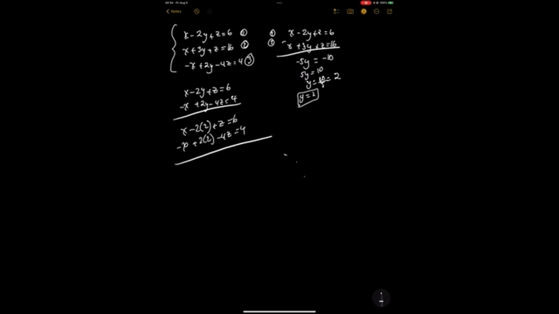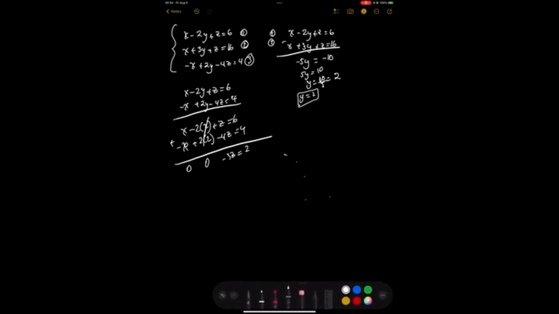Now I can add. If I add those two together, x minus x is equal to 0. Negative 2 times 2 and positive 2 times 2 are the same thing, so that will equal 0. And z minus 4z will be negative 3z. And 6 plus 4 is going to be equal to 10. Guess what?